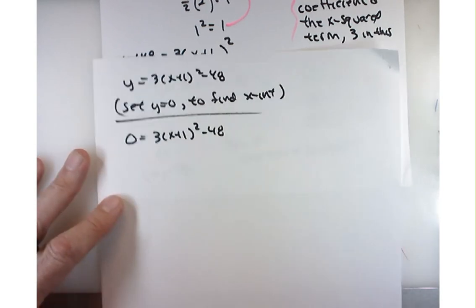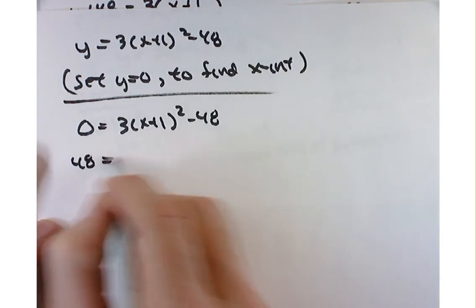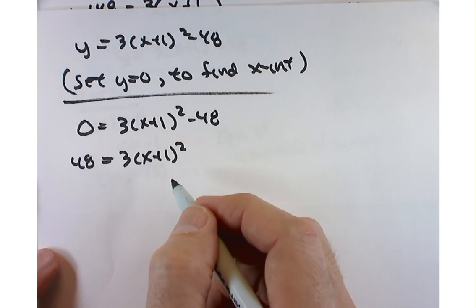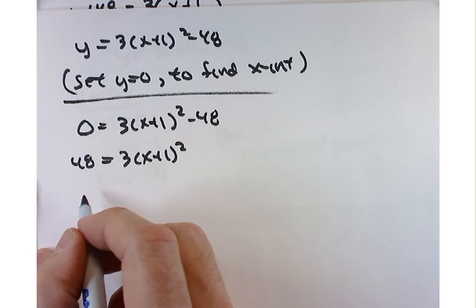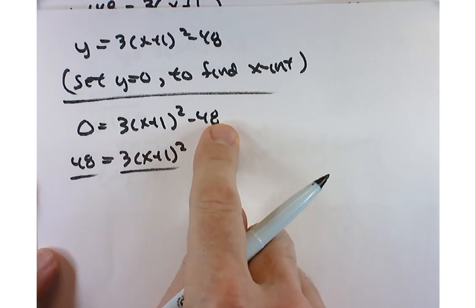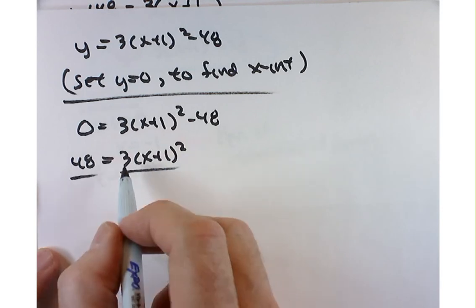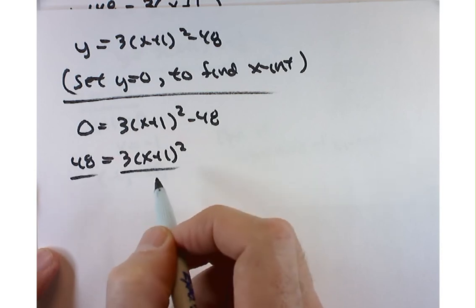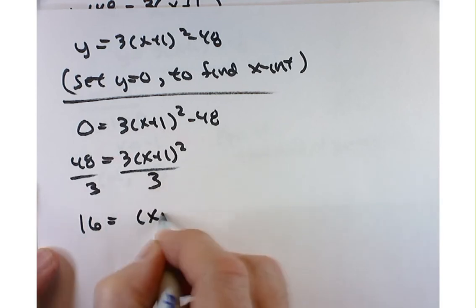How did we work this last time? What do I do next? Add 48 to both sides, equals 3 times x plus 1 squared. Good. Someone else? Marcel? What else would you do next? -48. That would put it back on the other side. How about if we try and get the squared term by itself a little bit more? Right now the squared term is being multiplied by 3. So what would be the opposite of multiplying by 3? Dividing by 3. So it gives me 16 equals x plus 1 squared.